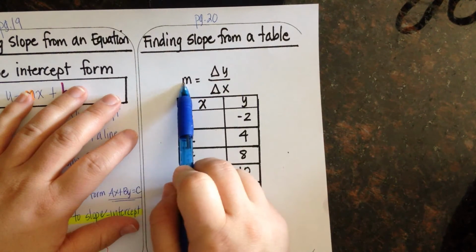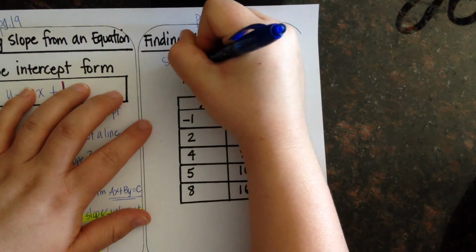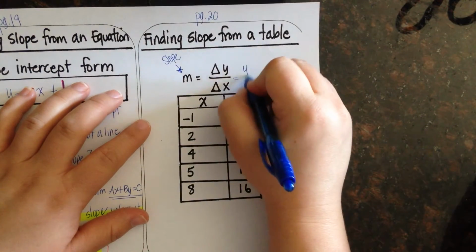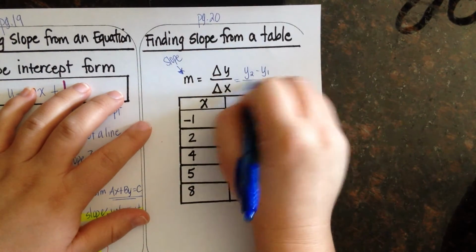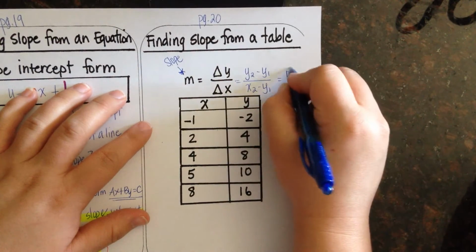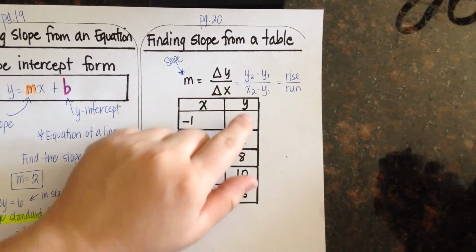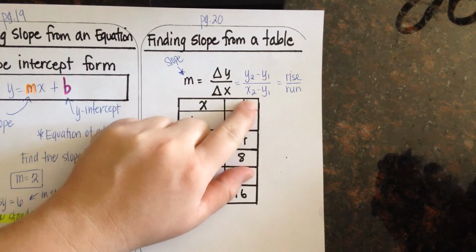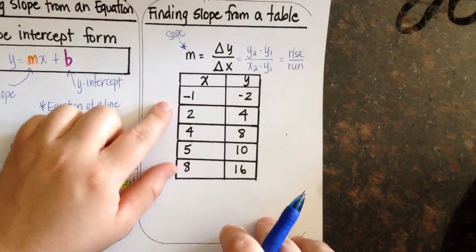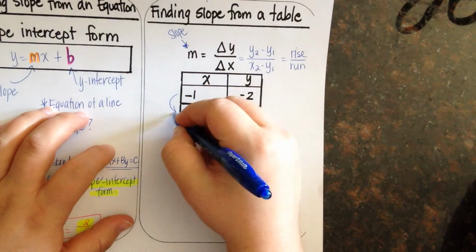But remember, m, that's my slope. Okay, my change in y, it's the same thing as saying y2 minus y1 over x2 minus x1, or rise over run. Now, since we're using a table, we're going to be looking more at the change in y over the change in x. And so what we're going to do is go from each value, and we want to determine what the change is.